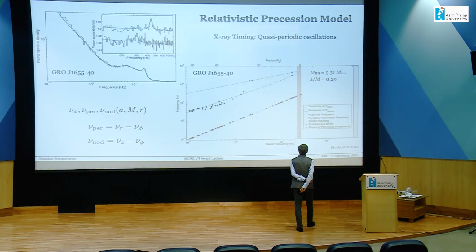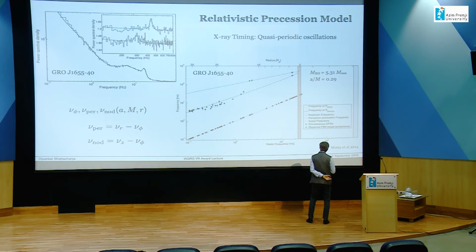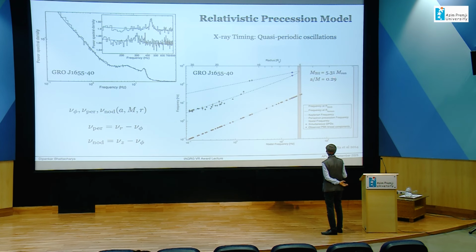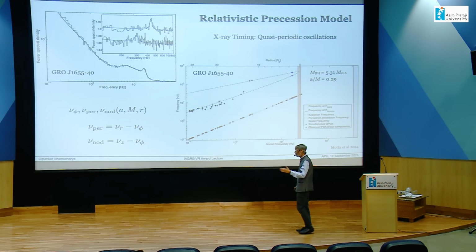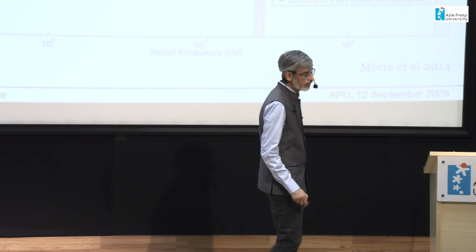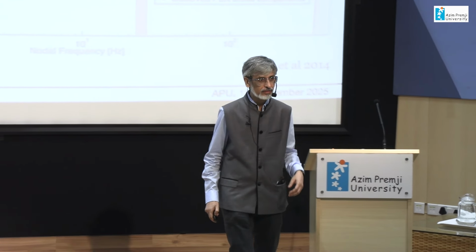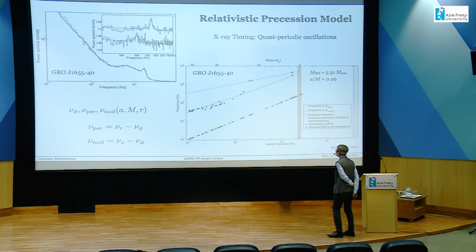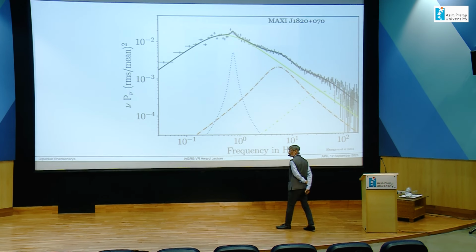And here you get a measurement of the mass, which is about 5.31 times the mass of the sun, and the angular momentum in normalized units of 0.29. You can go from 0 to 1, and this is somewhere in the middle, so 0.3. Here is something that we did.